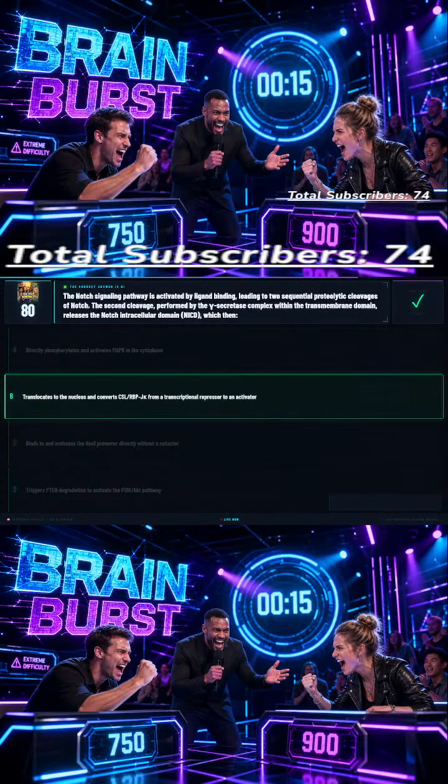Time's up. The correct answer is B, translocates to the nucleus and converts CSL/RBPJ kappa from a transcriptional repressor to an activator.